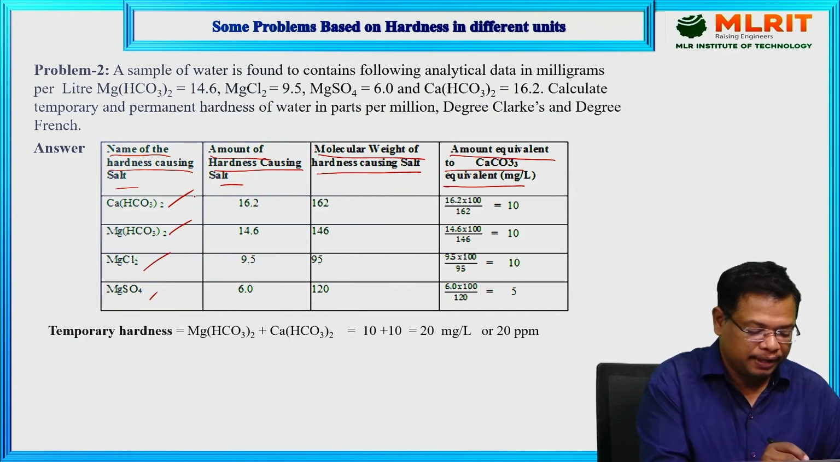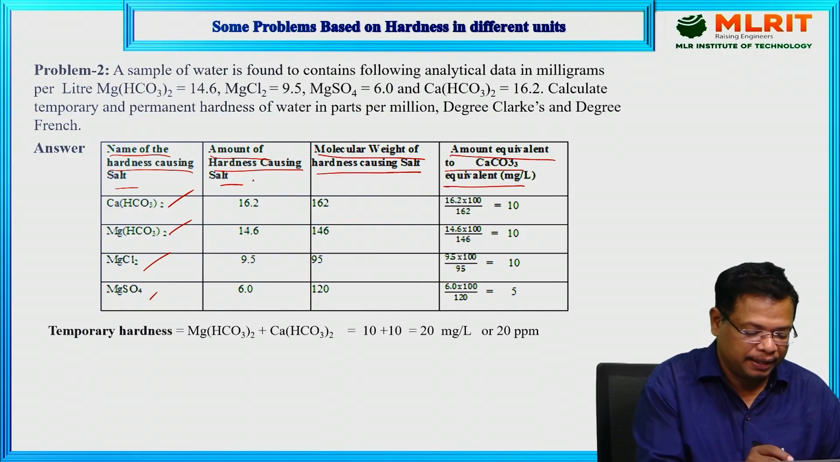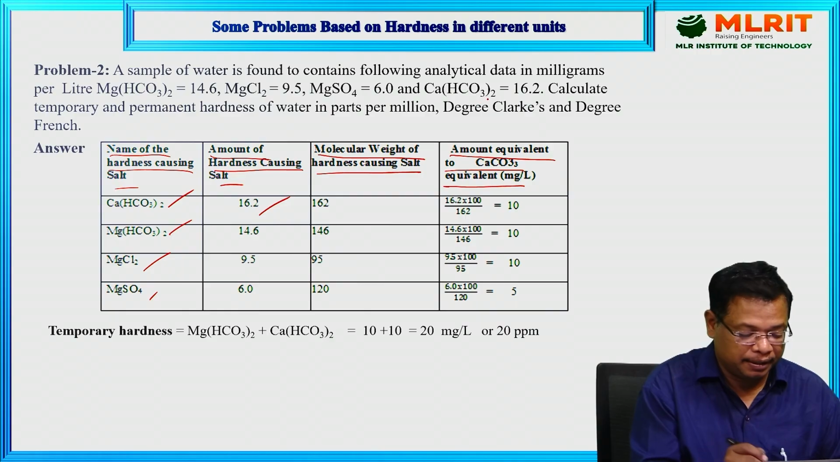So likewise we have to write down the salts. Then we have to write down the amount of hardness causing salts, what they have given in the data: 16.2 for calcium bicarbonate, 14.6 for magnesium bicarbonate, 9.5 for magnesium chloride, and 6.0 for magnesium sulfate.